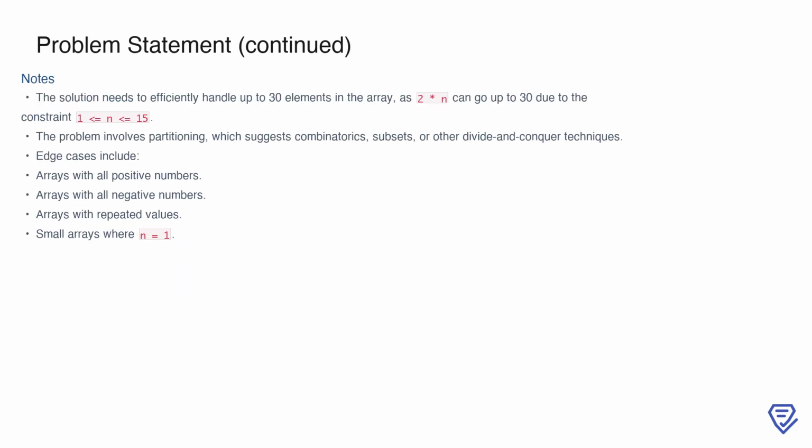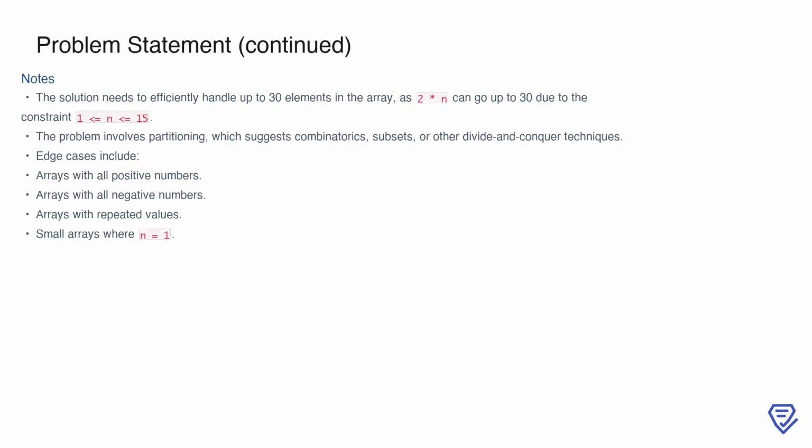To solve this problem effectively, we need to consider several important aspects. First, the array can have up to 30 elements, as 2*n can go up to 30 due to the constraint 1 <= n <= 15. This means that brute forcing through all possible partitions is computationally expensive, so we'll need to explore efficient techniques like combinatorics, subsets, or divide and conquer strategies.